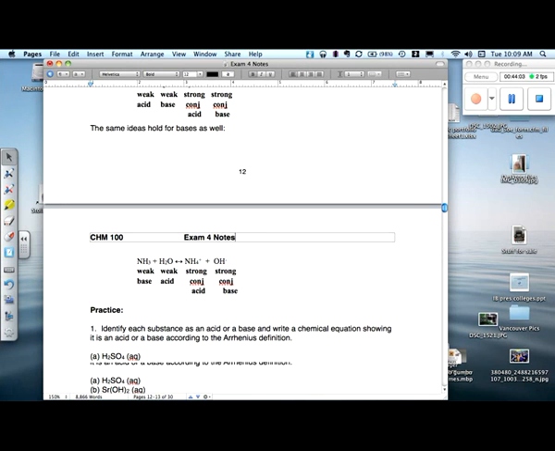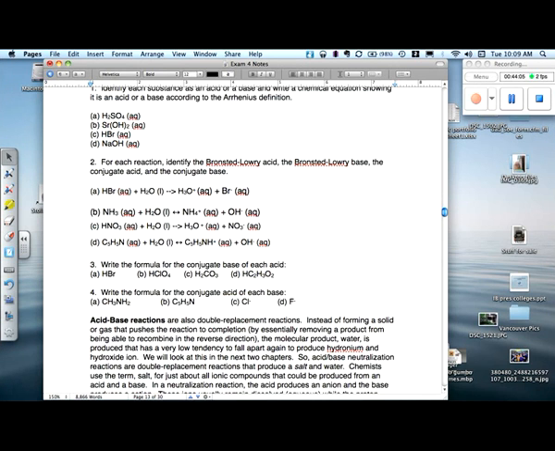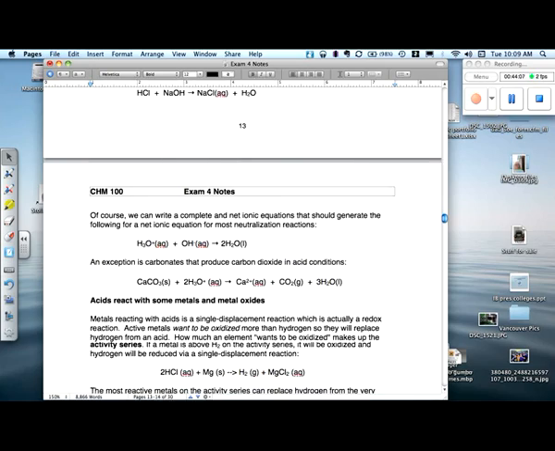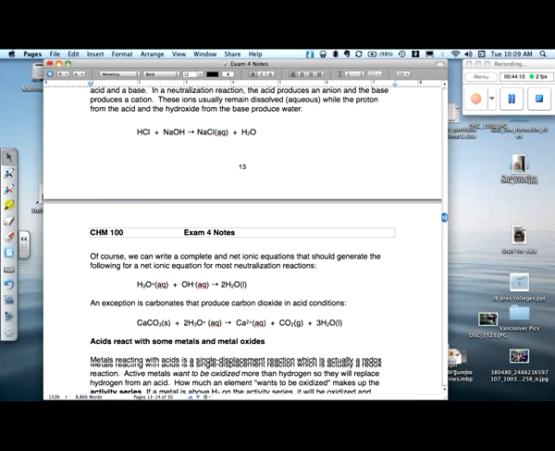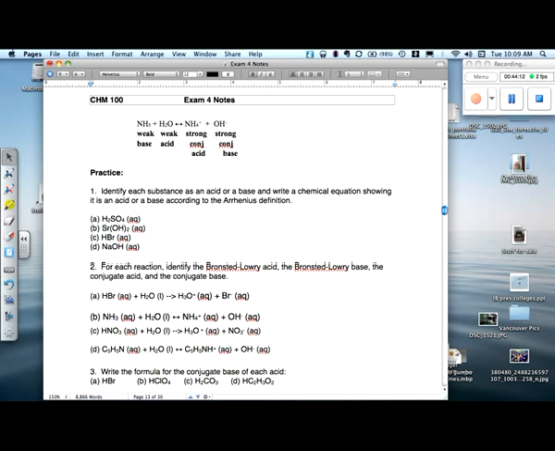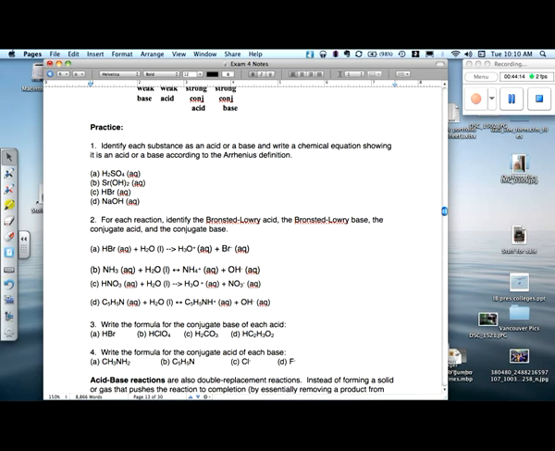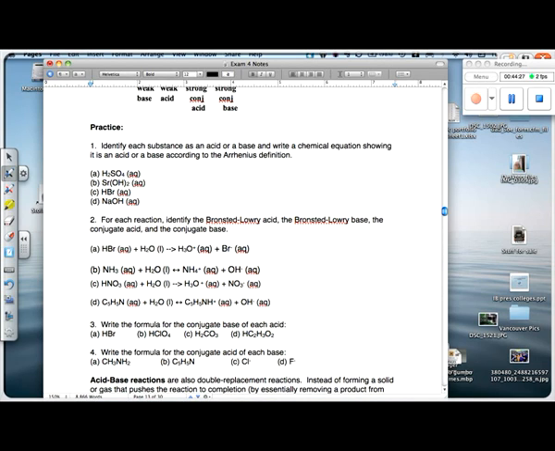All right, let's see. Scroll down a little bit. Nope, we're going to talk about acid-base reactions a little bit. I lied. We have some more. Okay. Let's just do a little practice right here, identifying acids or bases, and write a chemical equation showing it as an acid or base according to the Arrhenius definition. To the Arrhenius definition, which means you are going to be putting it in water.